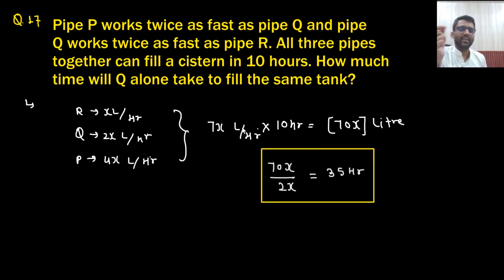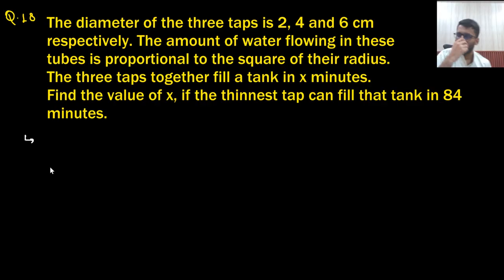They both combined were giving 7x liter per hour and they were working for 10 hours. That means the total strength was 70x liter. And 70x liter divided by 2x, because Q can give you 2x liter per hour. So there would be 35 hours total time taken. Well and good. Let's see the next one.